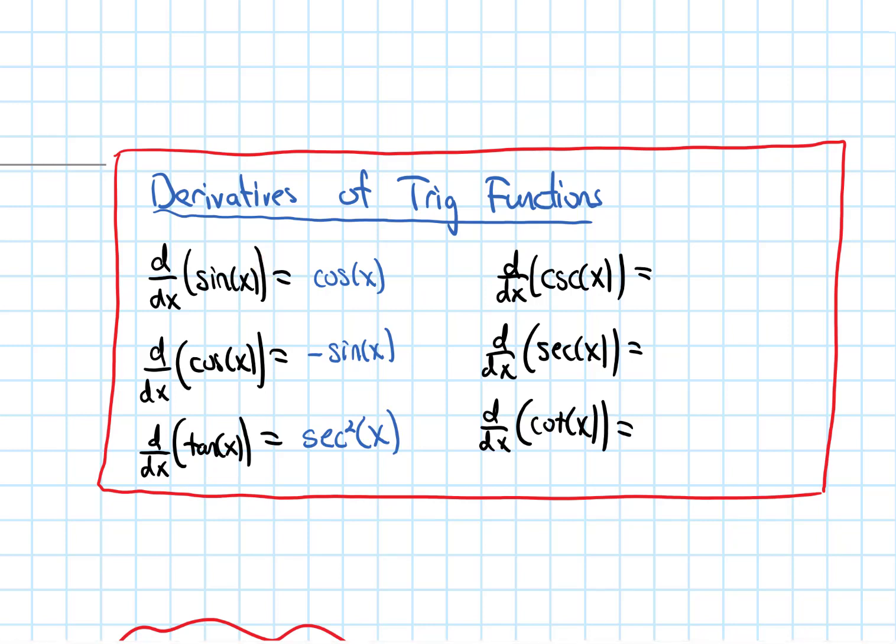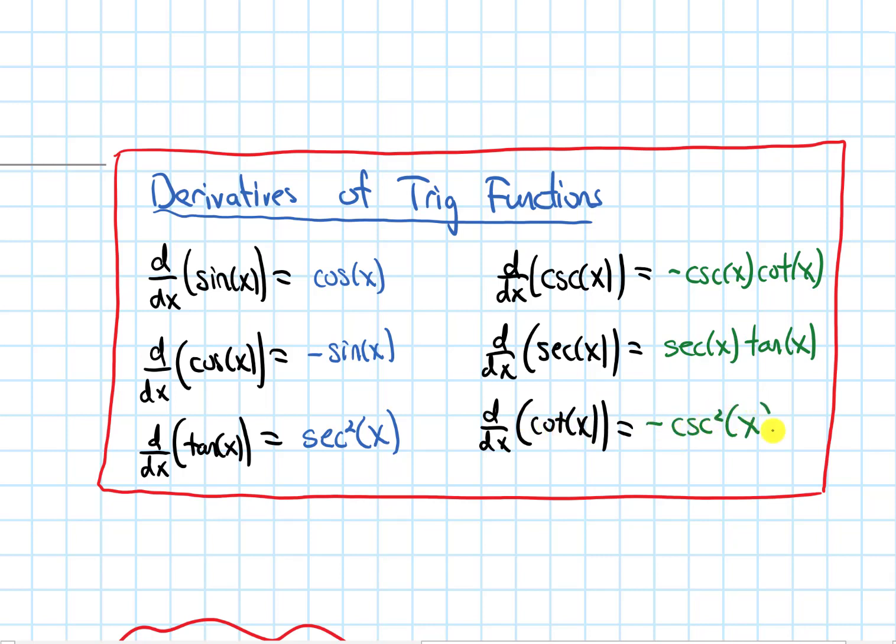I'm going to just tell you what the derivatives of these other three trig functions are, and I'll briefly talk about how we would show them. The derivative of cosecant is negative cosecant x times cotangent x. The derivative of secant x is secant x times tangent x. And the derivative of cotangent x is negative cosecant squared x.